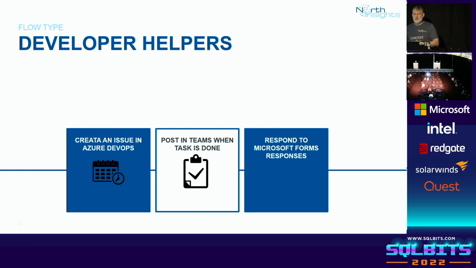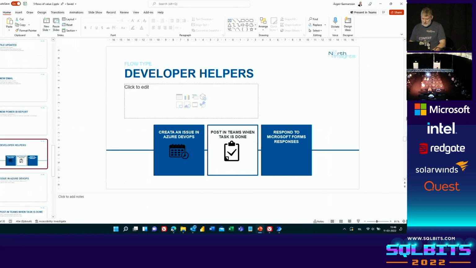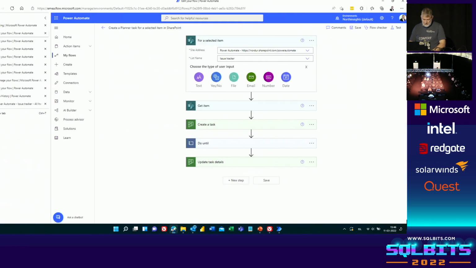You can post in Teams. Power Automate is really good at posting in Teams. For example, when a Planner task is done, which is something that I will show you in just a second. And respond to Microsoft Form responses. That's what I showed you a little bit before, so nothing new there. So let me go back and show you a flow here.